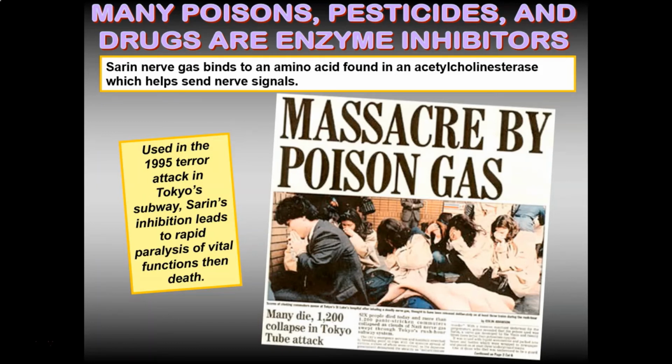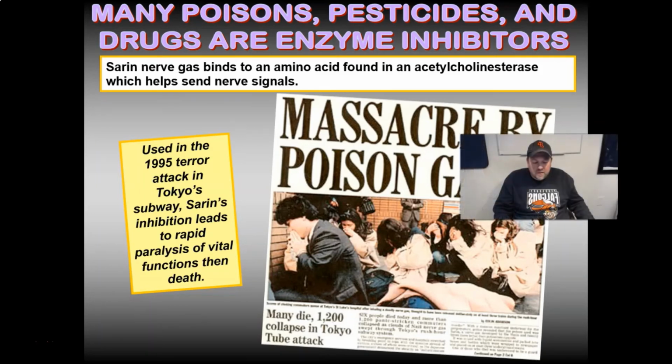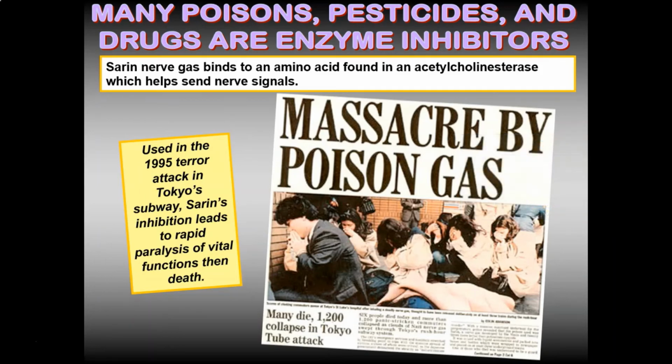Sarin nerve gas, what it does is it binds to an amino acid found in acetylcholinesterase. And by the way, a lot of enzymes, we talked about this before, end in ase, right? Ase is an enzyme. So sucrose was the sugar, sucrase is the enzyme. Okay, cellulose, right, like plant cell walls, fiber. Cellulose is the sugar in that case. Cellulase would be the enzyme. Okay, so acetylcholinesterase, that's an enzyme, and it helps your nerve cells work.